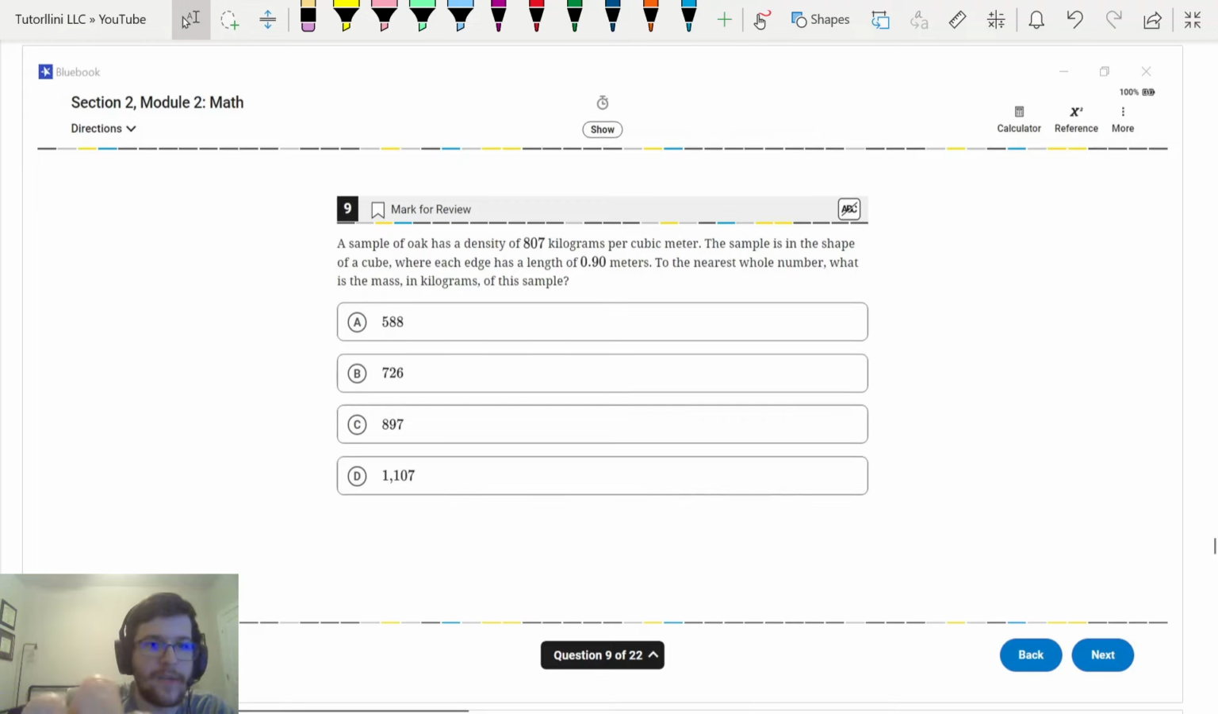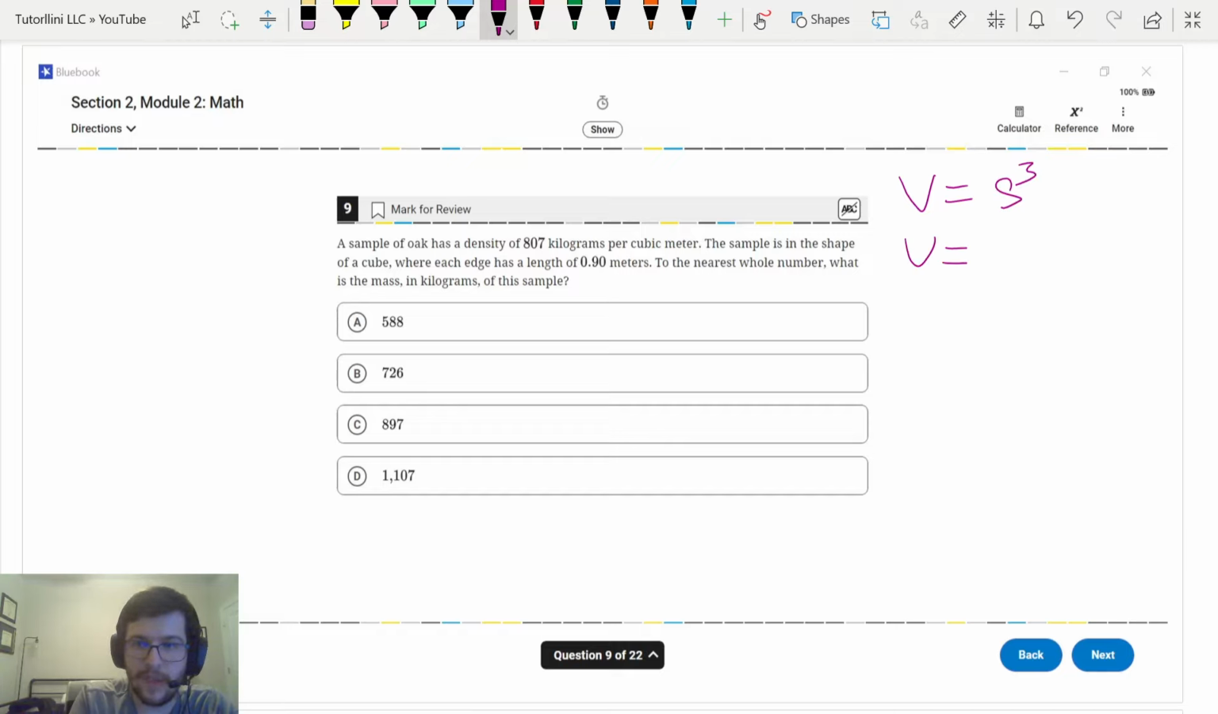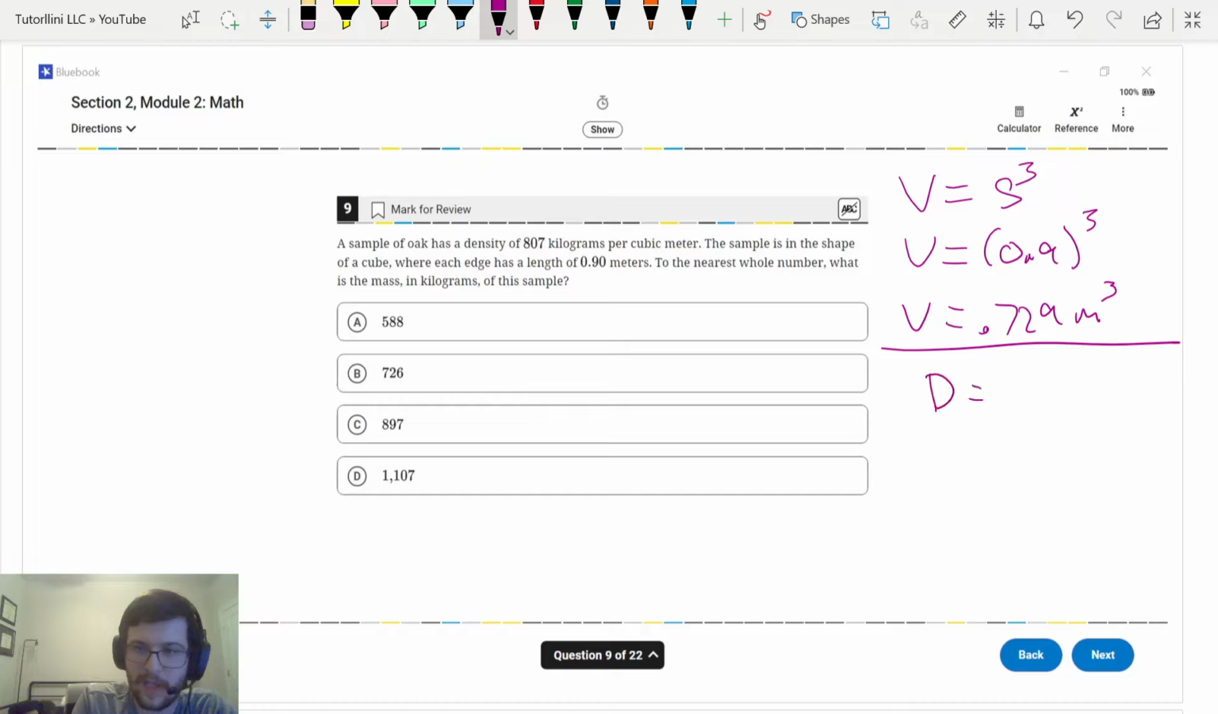Okay, so you got to know the formula for a cube. Volume equals s cubed for a cube. So volume equals 0.9 cubed, so volume equals 0.729 meters cubed. And density equals mass divided by volume. Multiply both sides by volume, and I get dV equals mass, or mass equals density times volume.